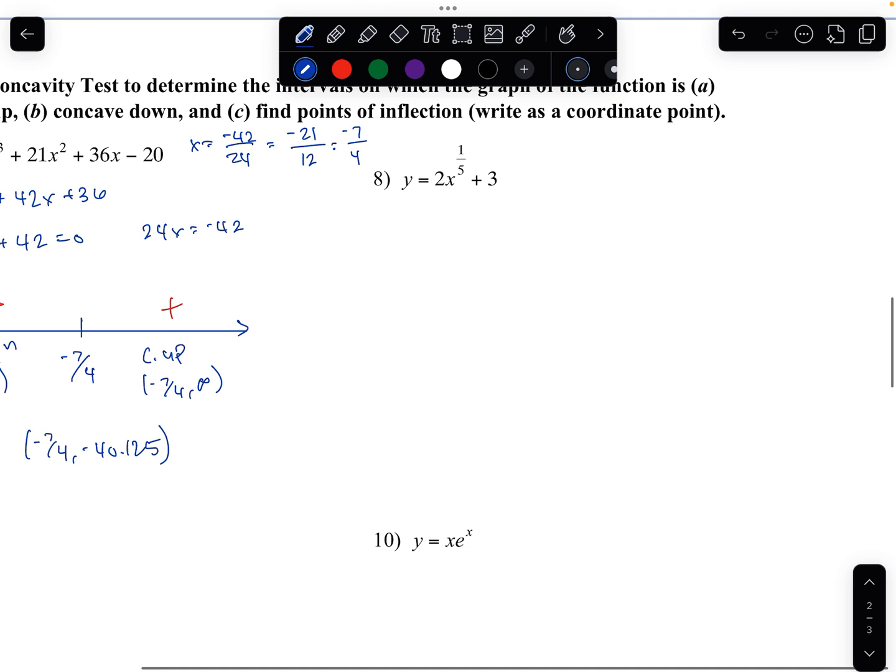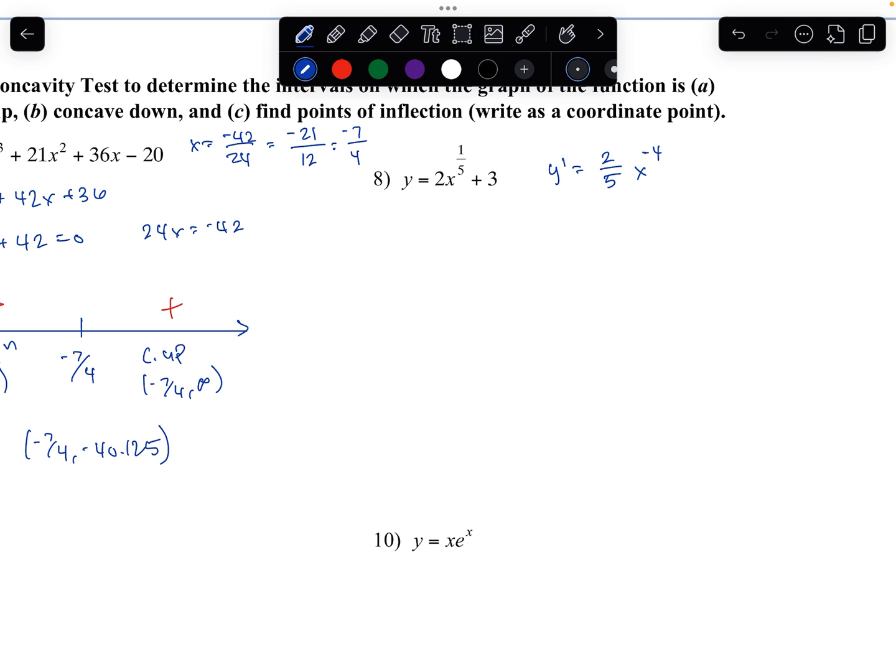Okay. All right, so y prime here is going to be equal to 2 over 5 x to the negative 4/5. And then the derivative of 3 is going to be 0. So y double prime is going to be equal to negative 4 over 5 times 2 over 5. And that's going to be x to the negative 9 over 5. So altogether, the second derivative is going to be equal to negative 8 over 25.